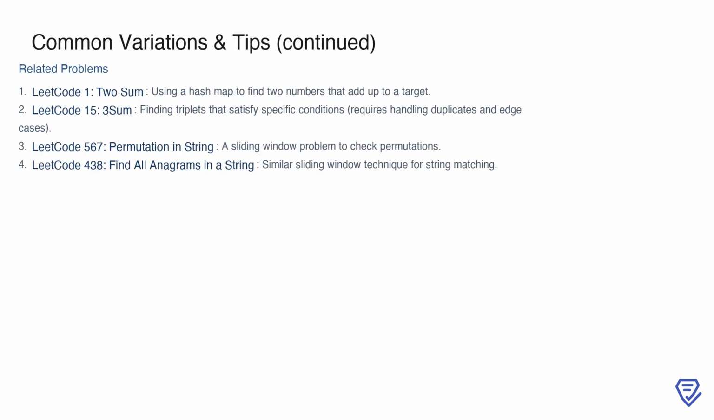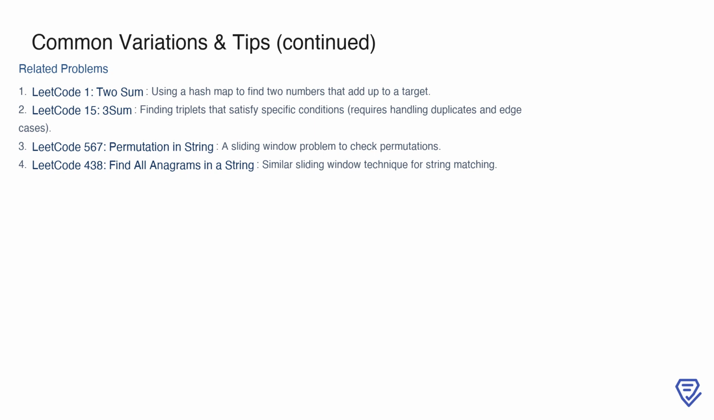This problem shares similarities with several related problems on LeetCode, which can help you build the right intuition. For instance, in LeetCode 1, the two-sum problem, a hash map is used to efficiently find two numbers that add up to a target. This teaches the value of avoiding nested loops by leveraging auxiliary data structures. Another example is LeetCode 15, the three-sum problem, where you need to find triplets that satisfy specific conditions. It requires careful handling of edge cases and duplicates, which is a transferable skill.